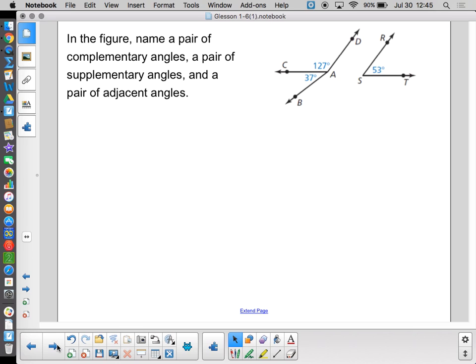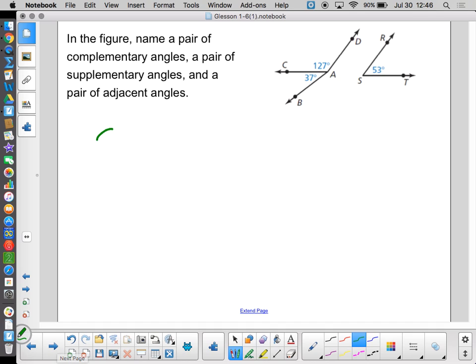Here I've got a picture. I've got several angles here. Notice the 127 degrees, 37 degrees, 53 degrees. Those are the measures of the angles. It's not angle 127 or angle 37. The degree sign there tells us that's an angle measure, not a name of the angle. So it says name a pair of complementary angles, a pair of supplementary, and a pair of adjacent. Well, it's pretty much set up to work pretty nicely for us here.